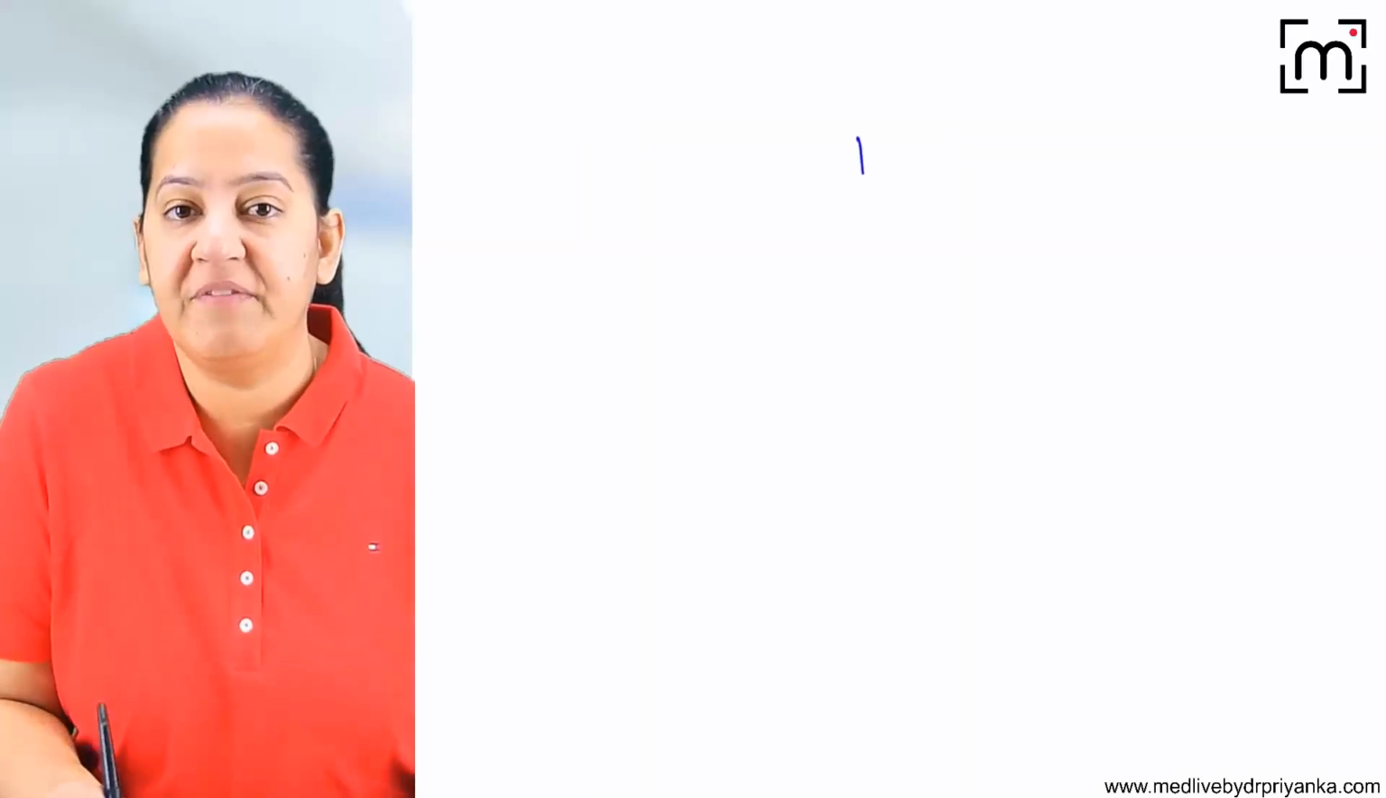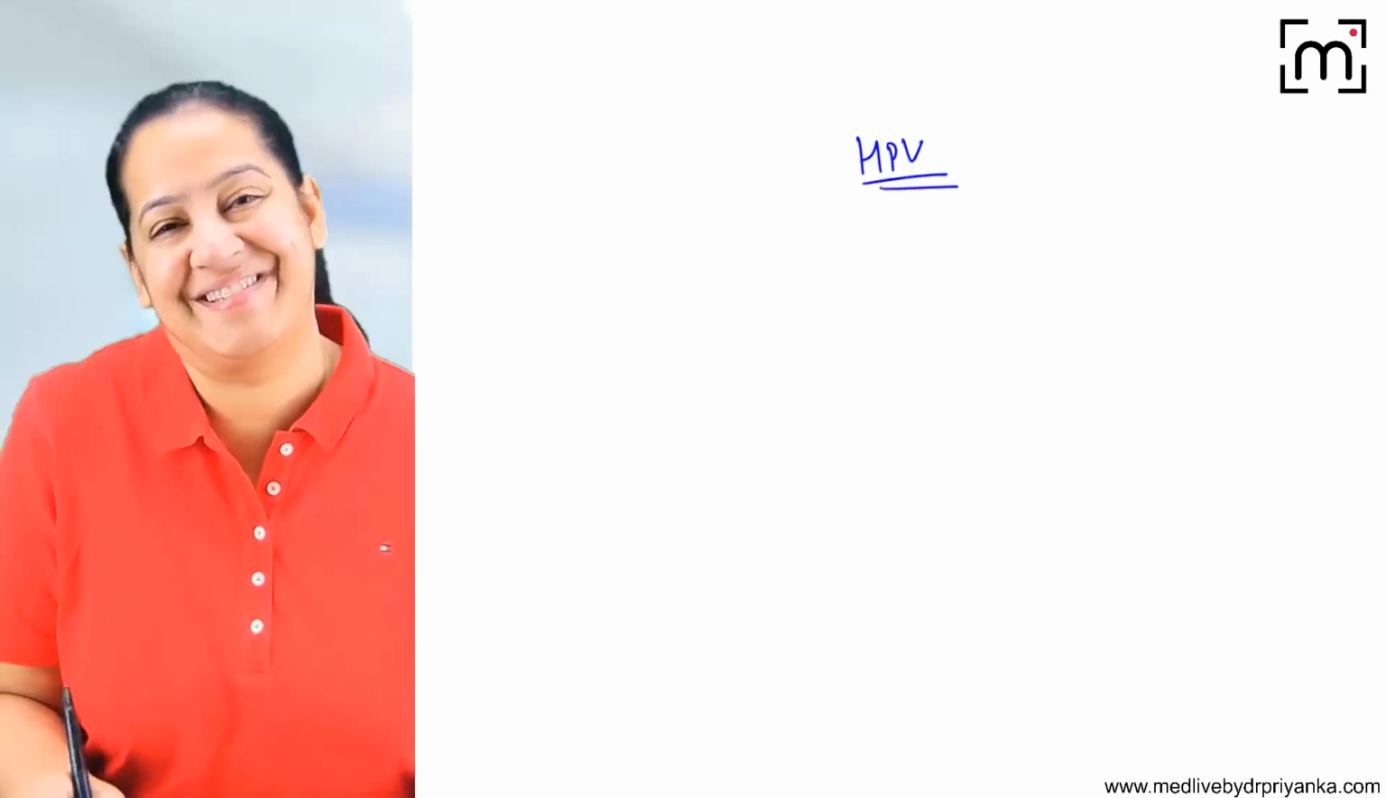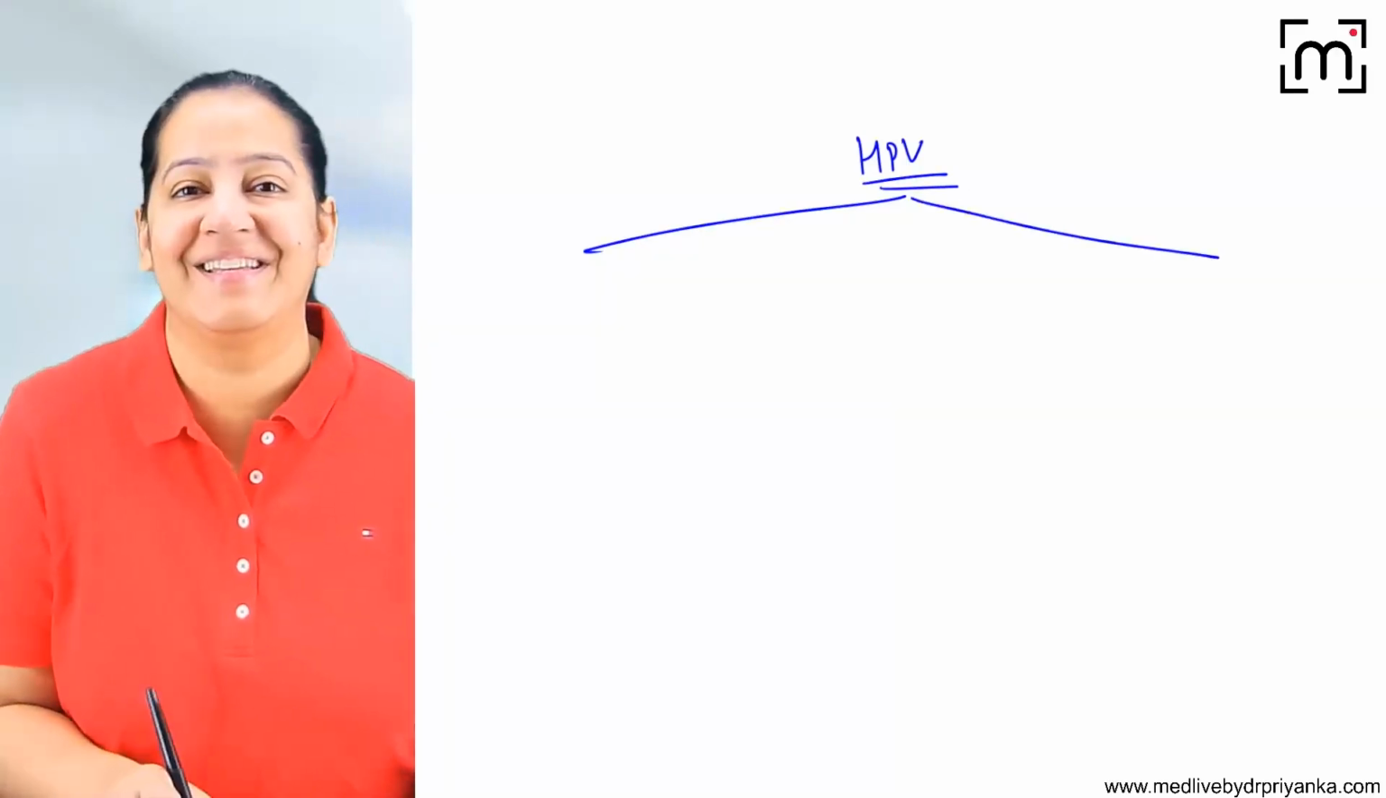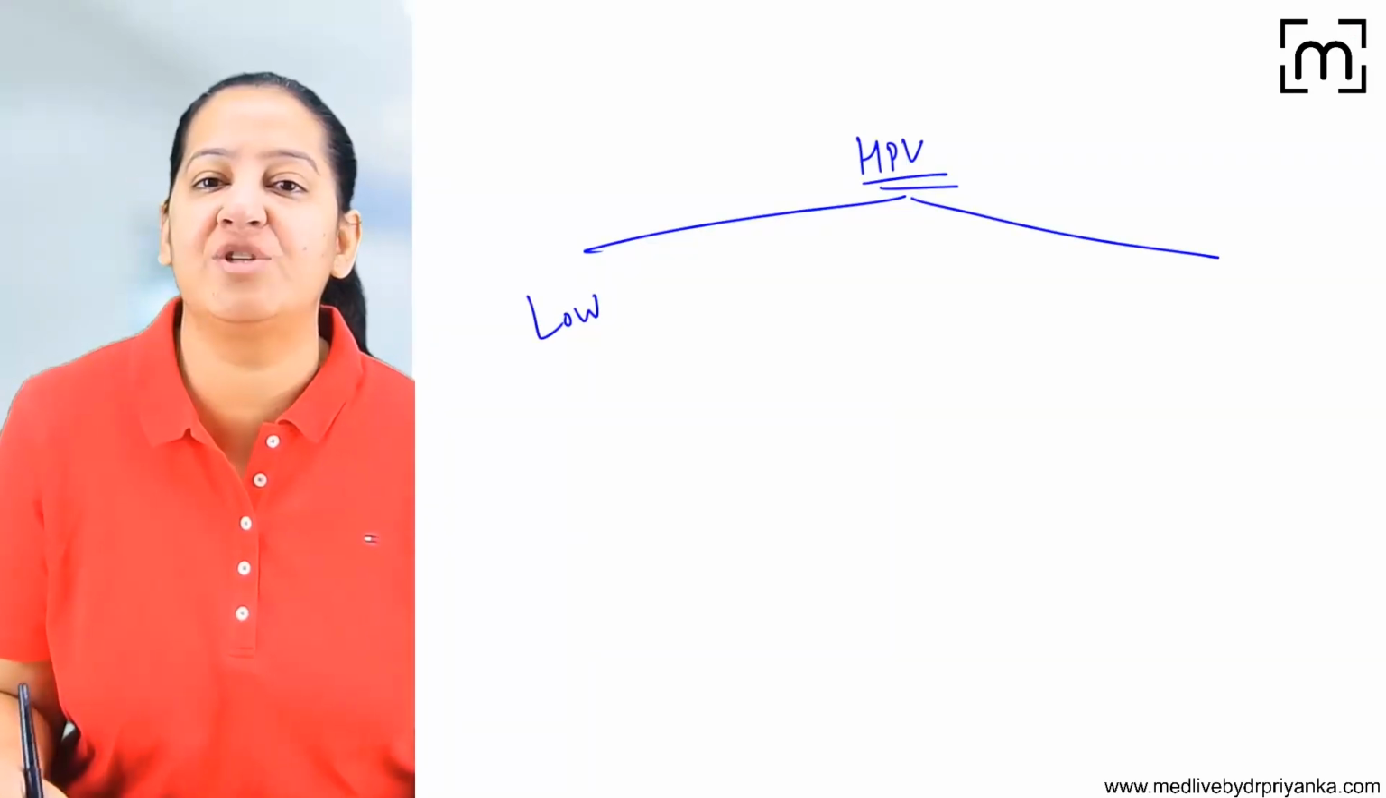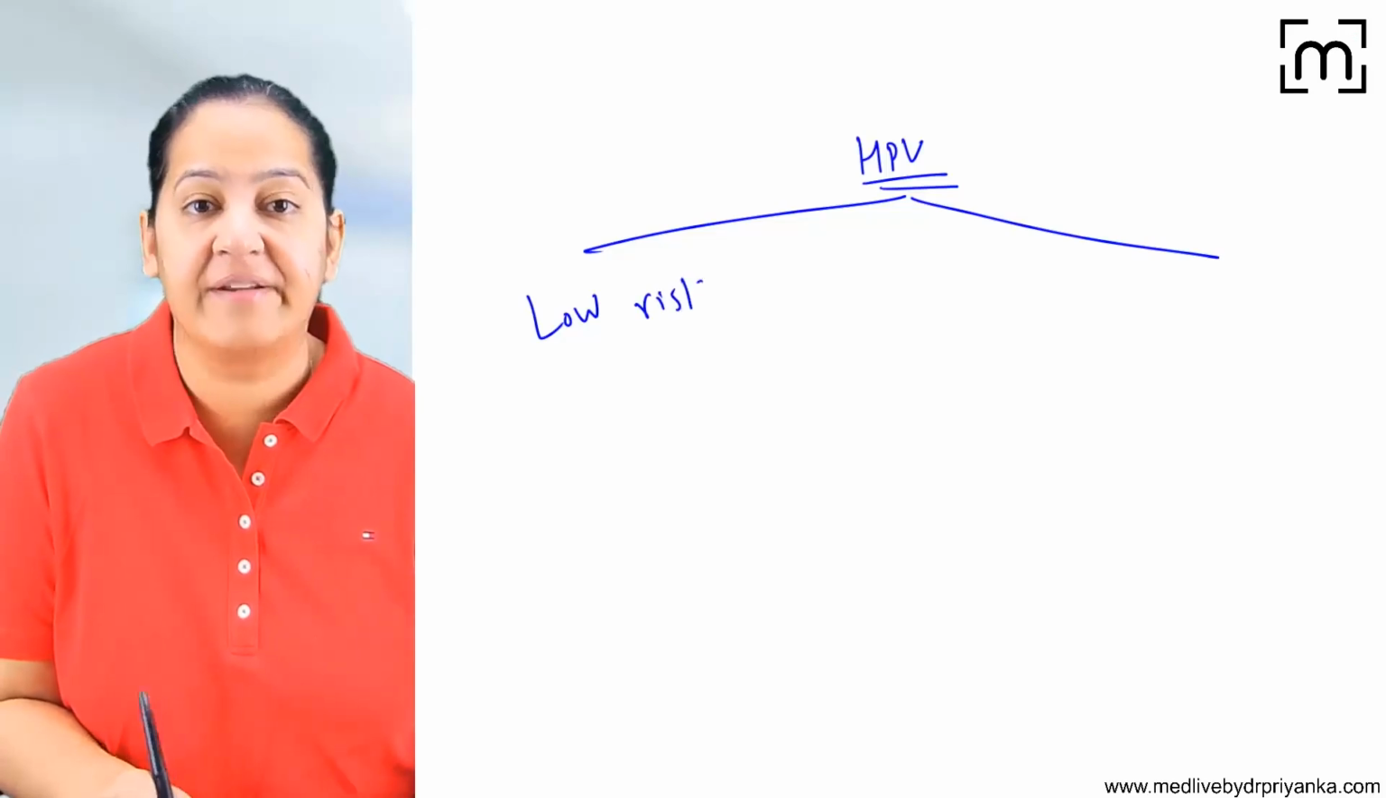So what are the types of HPV? HPV is more than 100 types. We divide them into 2 categories. What are the 2 categories? Low risk HPV and high risk HPV.